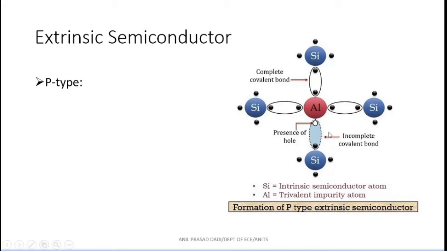In fact, this is not a complete covalent bond. Why not? Because only one valence electron is there. Covalent bond means sharing of 2 valence electrons of the 2 atoms has to take place. But because aluminum has no valence electron to get shared with the silicon atom, it is called the presence of a hole, or simply a hole. So adding one aluminum atom to the intrinsic silicon is creating one hole. Is this fine?